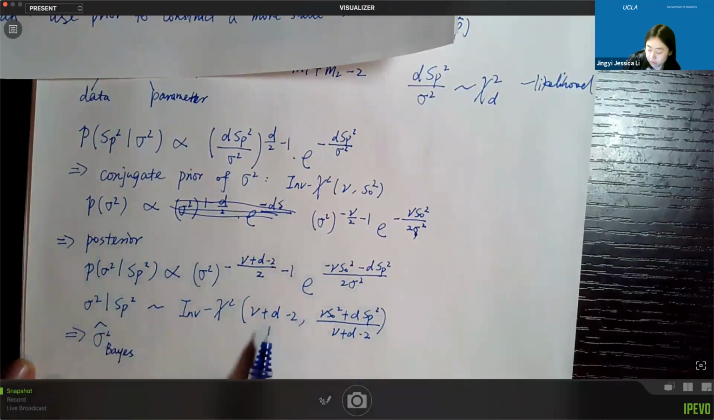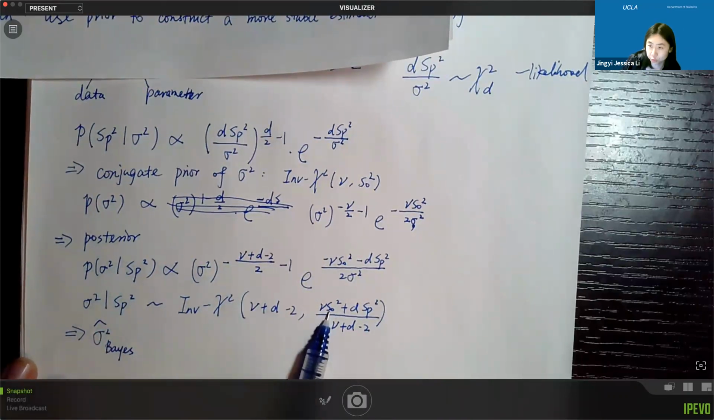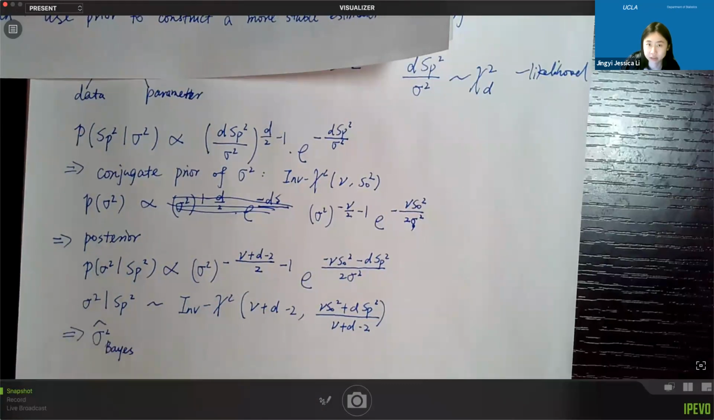Now I'm assuming the nu and S squared to be known, so I'm not touching that part yet.